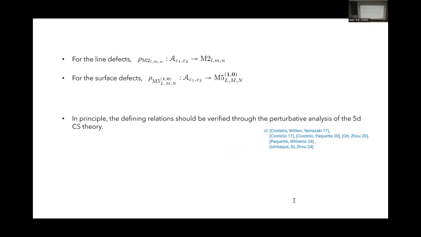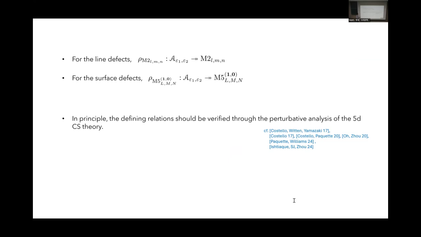So for the line defects and surface defects, the statement will be like there will be a map from the universal algebra that surjectively maps this universal algebra to each of the algebras. Yeah, I'm going to talk about what they are.